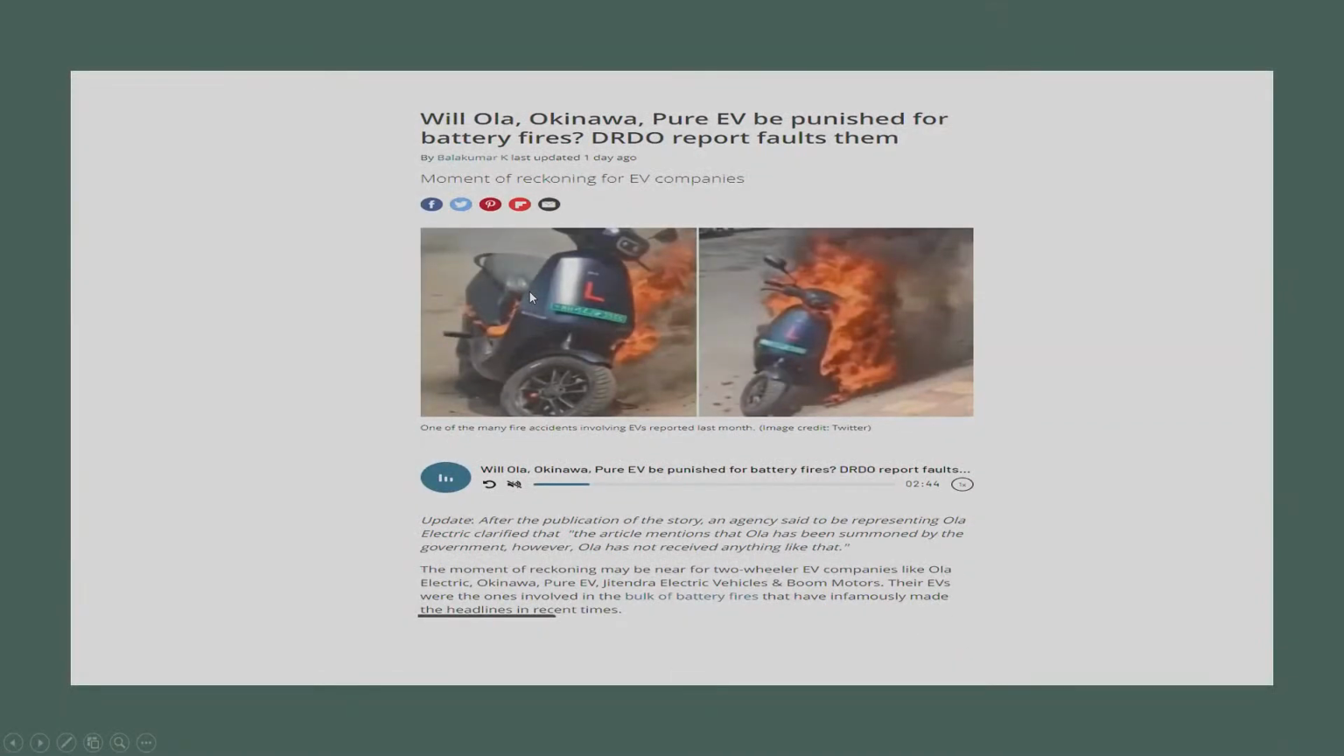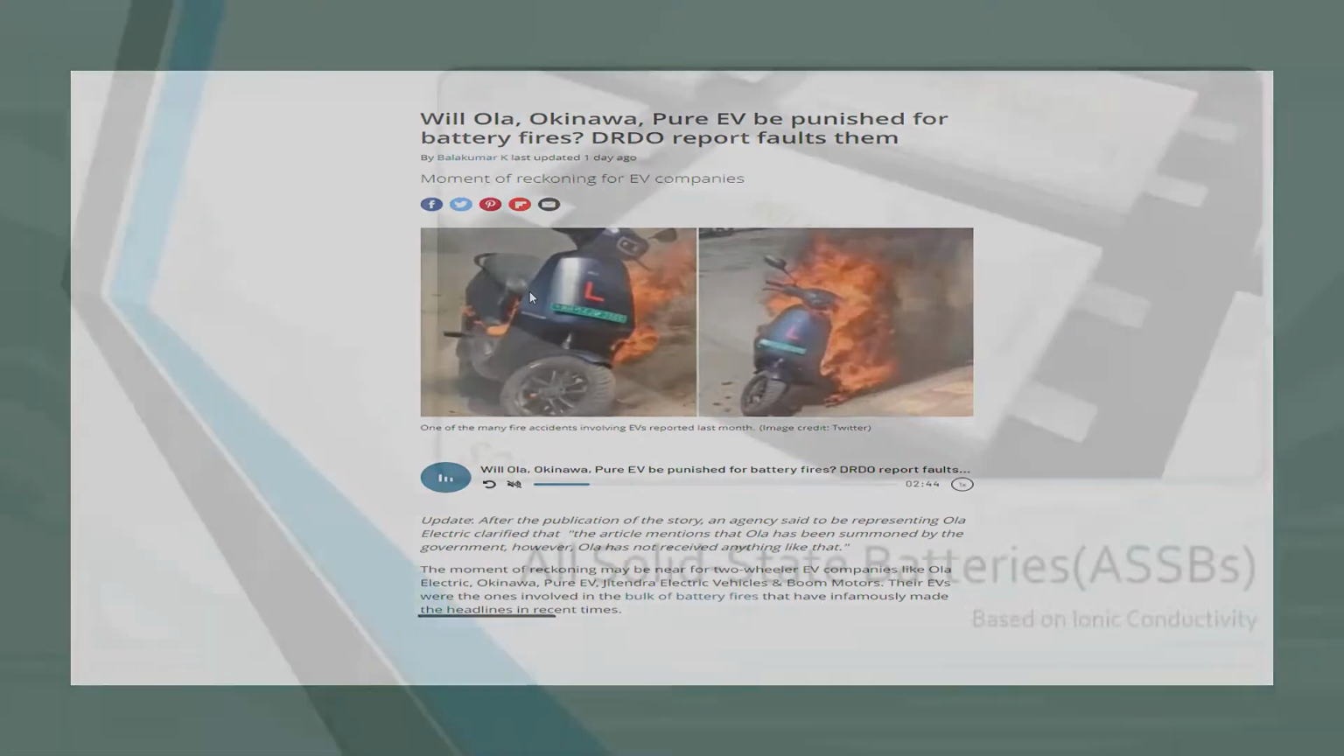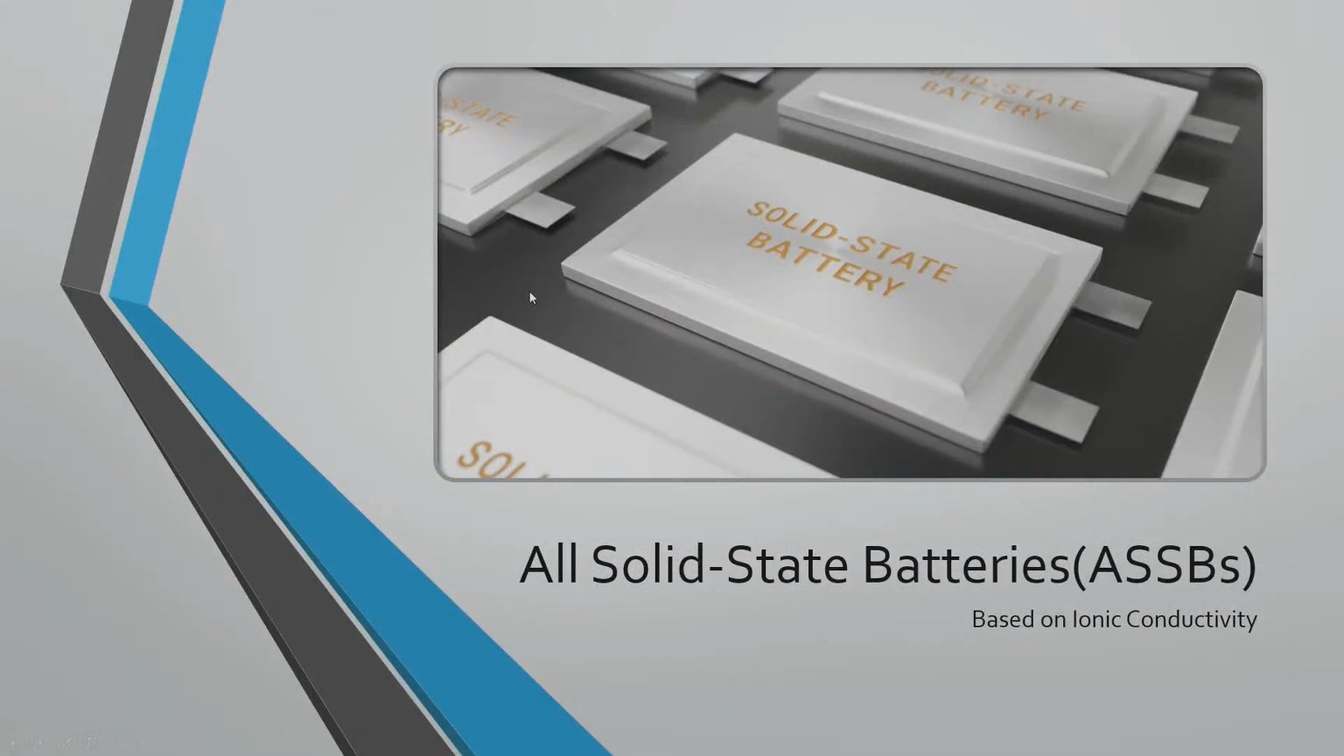Recently in the news, most of the Ola electric powered vehicles showed flammability due to the use of liquid electrolyte only. Those were sent to the DRDO office for reporting the faults. So as the solution to liquid electrolytes, we come up with solid state batteries, in which we mostly use solid state electrolytes instead of liquid electrolytes.